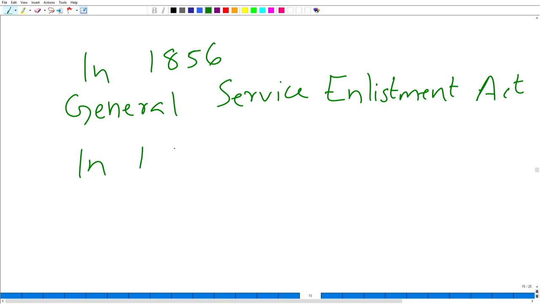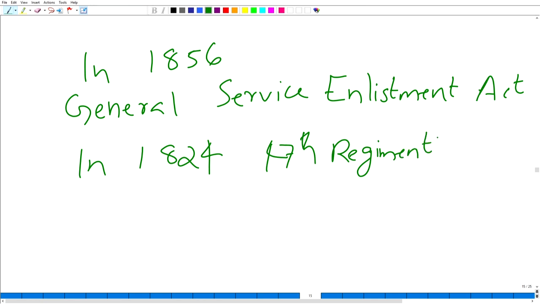In 1824, the 47th Regiment at Barrackpore was asked to go to Burma, but the regiment declined to obey the orders of the British administration. Pursuant to this, the regiment was disbanded and the disobeying soldiers were hanged to death.